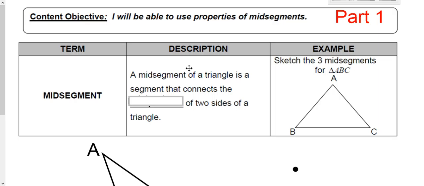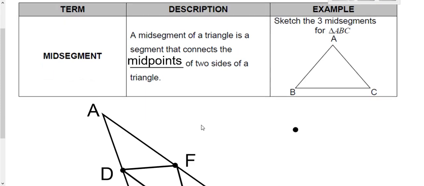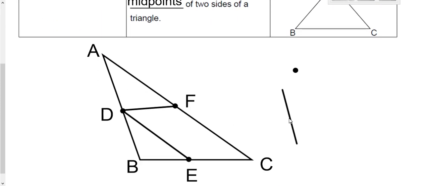So first of all, in part 1, you got your notes page, and we'll go ahead and fill in this. A midsegment of a triangle is a segment that connects the midpoints of two sides of a triangle. So to actually create a midsegment, you have to find the midpoints of two sides. Here, for example, I found the midpoint of side AB is D, and the midpoint of side AC is F. And then if you connect these two midpoints with a segment, you get what's called a midsegment.